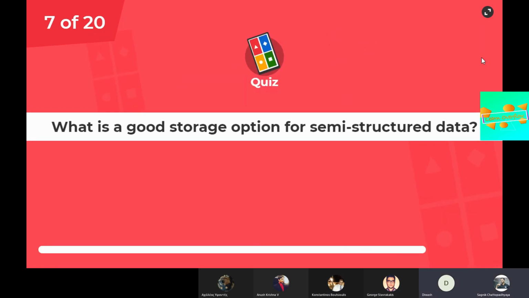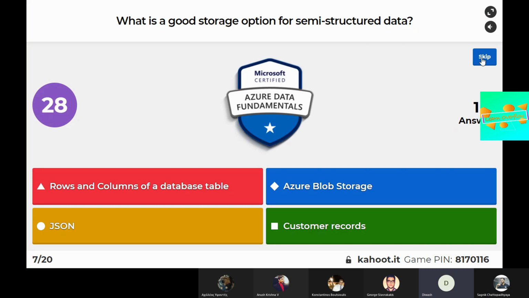What is a good storage option for semi-structured data? Rows and columns of a database table in red, Azure Blob storage in blue, JSON in yellow, and customer records in green.